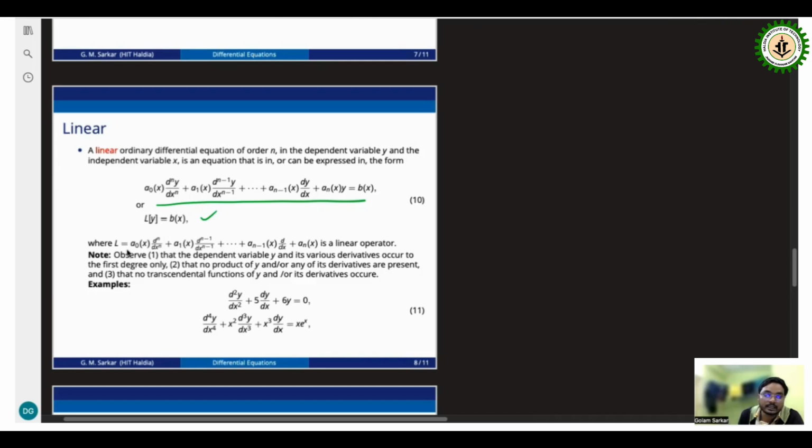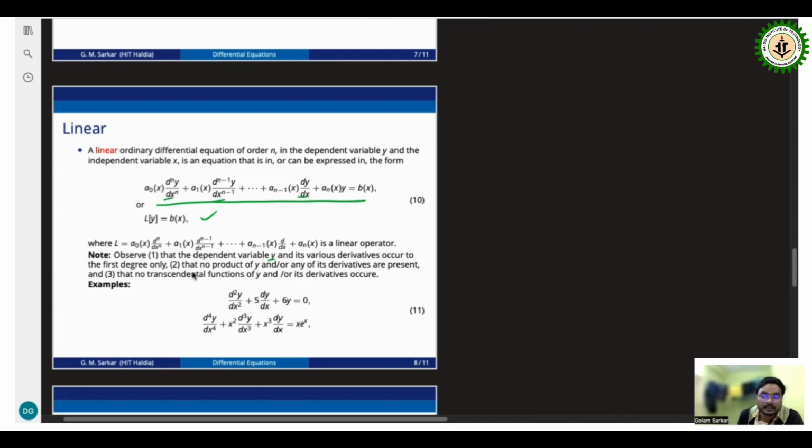What is L here? L equals a naught dn dx to the power n plus a1 dn minus 1 dx to the power n minus 1 and so on. Okay, so if you substitute L of y, you will get this expression. Okay, and this L is called the linear operator. Now if you observe this equation, you will see that the dependent variable y and its various derivatives occur to the first degree only. You see, each derivative term has power 1.